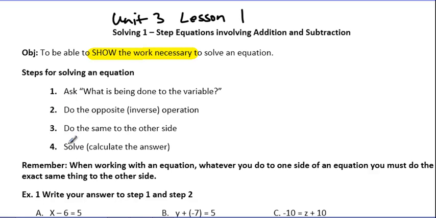Step number 1 is we're going to look at the variable and ask a very simple question. What is being done to this variable? And the answer is going to be one of 4 things. We're either adding, subtracting, multiplying, or dividing. Then we're going to do the opposite. And remember, whatever we do to one side of an equation, we have to do the exact same thing to the other side. This is a big step here. And then we'll calculate our answer from there.